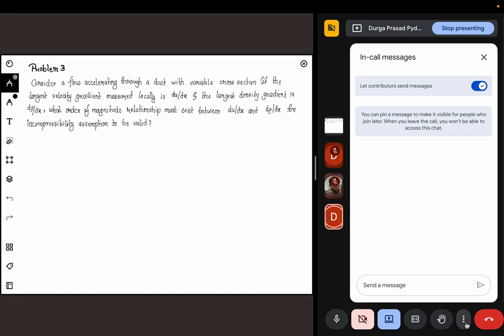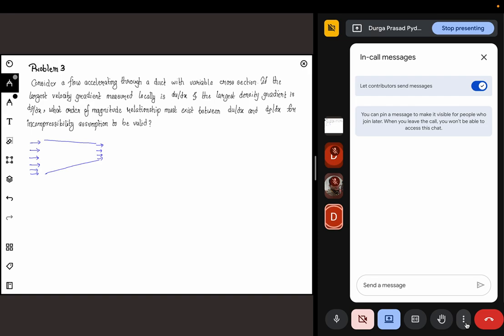So consider a flow accelerating through a duct of variable cross section. Let's say you have something like this. If the largest velocity gradient measured locally is du dx, so you have some fluid flowing through it, and I'm saying that du dx is the largest, which means along the y direction the velocity gradient is negligible. So it will be more or less uniform. The fluid is going out. And the largest density gradient is also along the x direction, which means along y, so it's basically 1D flow.